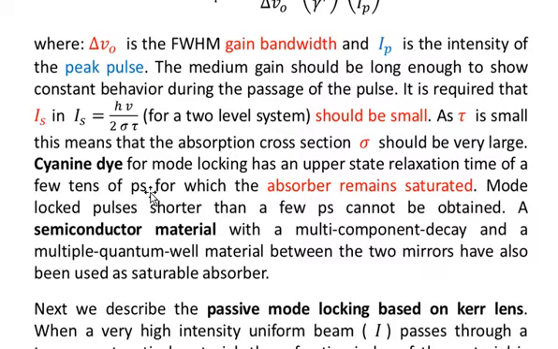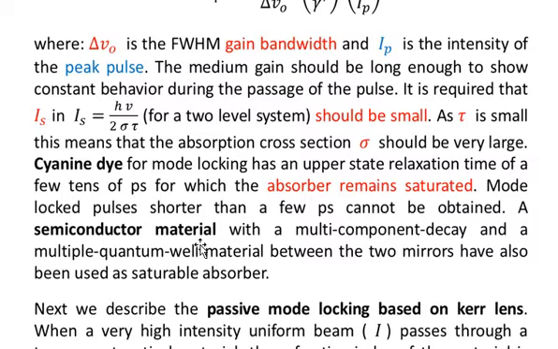So when it is in the saturated condition, in the time between T1 and T2 as in the previous figure, the absorber being saturated presents very minimum loss to the oscillating pulses. Mode locked pulses shorter than a few picoseconds cannot be obtained through this process, because we have to use a dye and the response of this dye is of the order of a few tenths of a picosecond. We cannot obtain pulses shorter than this one.